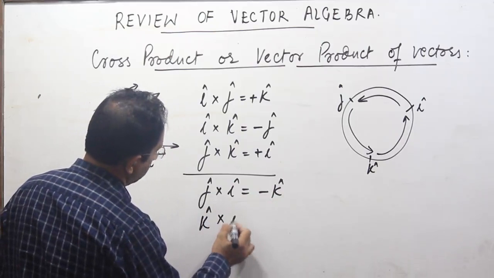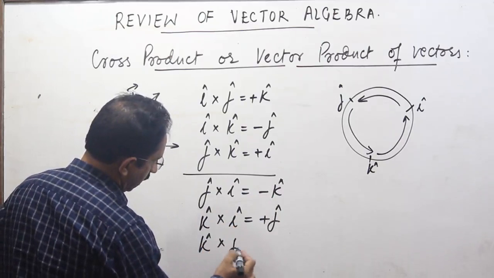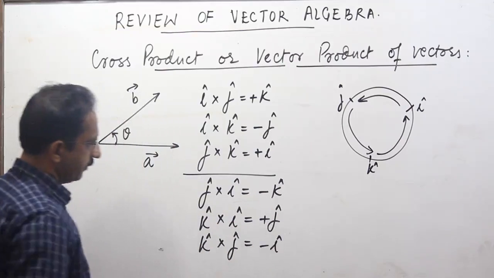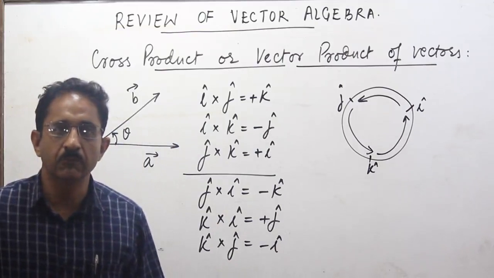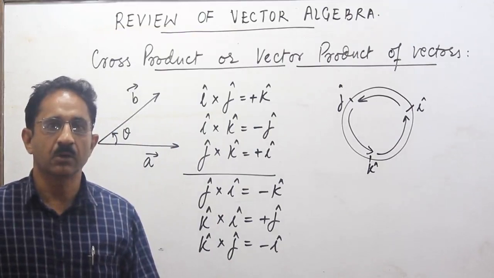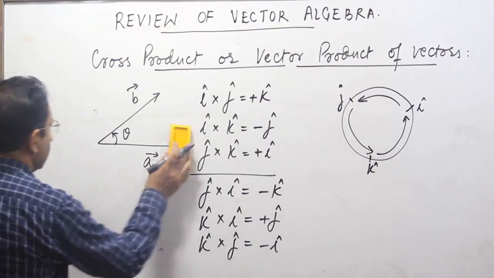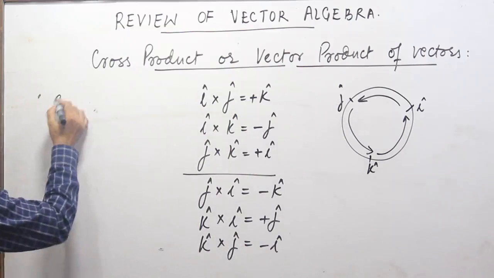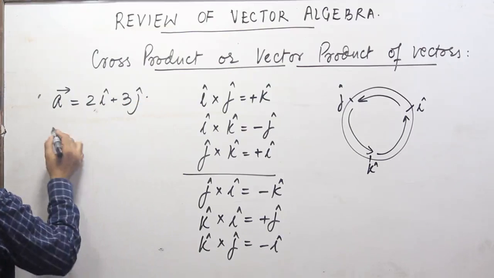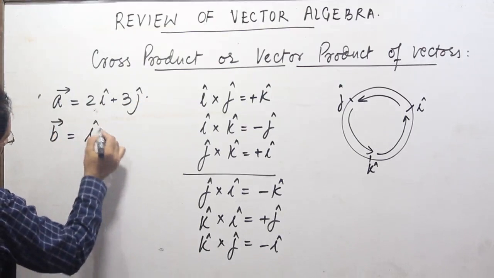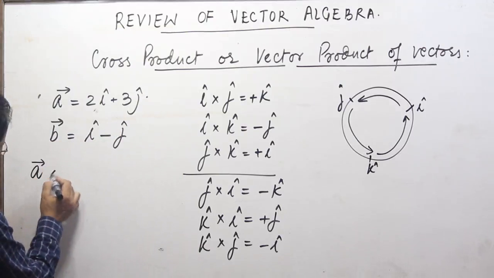K cross I is equal to plus J, and K cross J is equal to minus I cap. So these different vector products will be useful in finding out the cross product of two vectors. For example, if I have a vector A equal to 2I cap plus 3J cap, and vector B equal to I cap minus J cap.